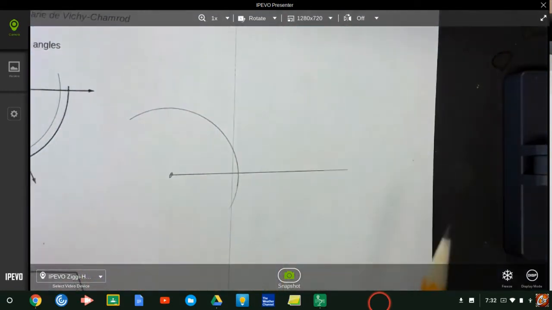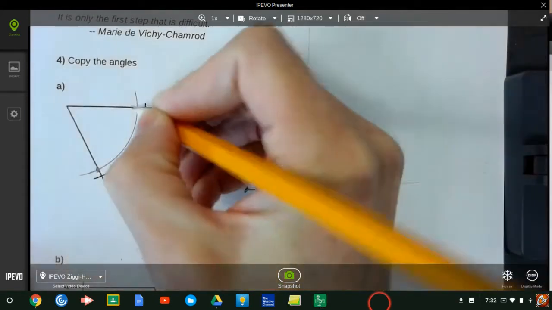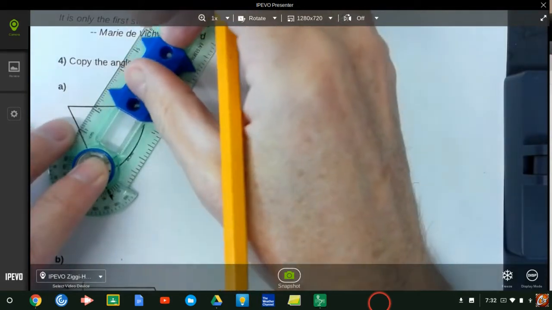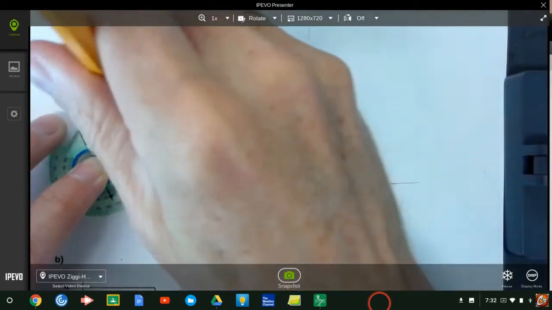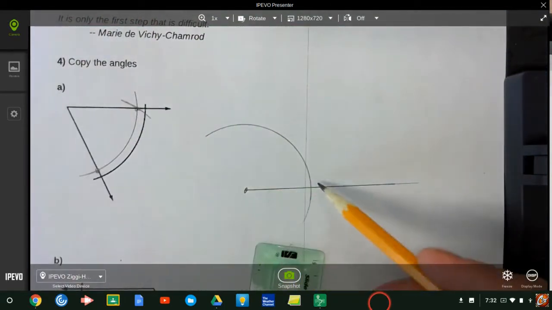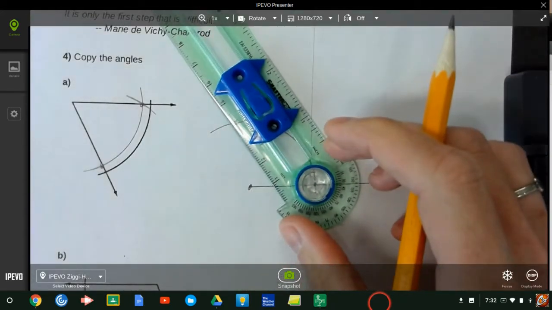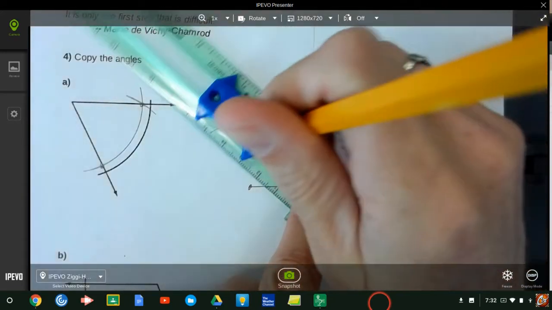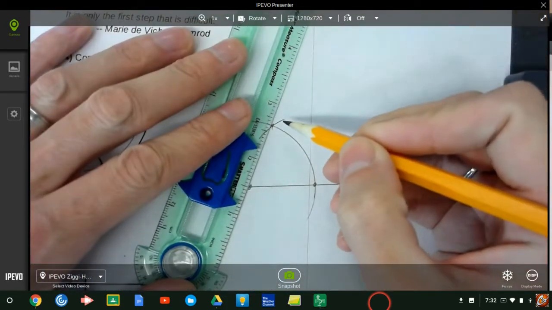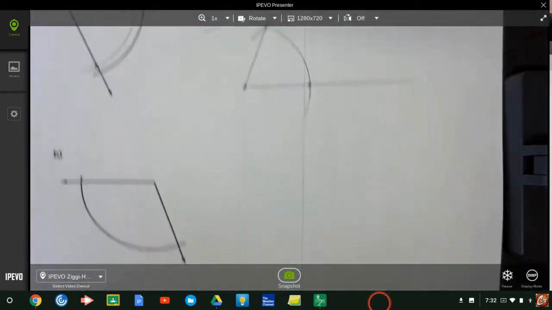Now I want to measure the distance that it opens. So from this point to that point. So there to there. Okay. And I'm going to take that distance down to this point and copy it. So I set up here and I copy that distance. There we go. There's my new point. Connect the dots.